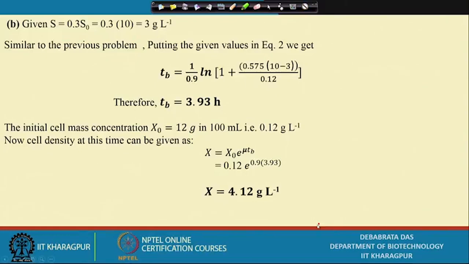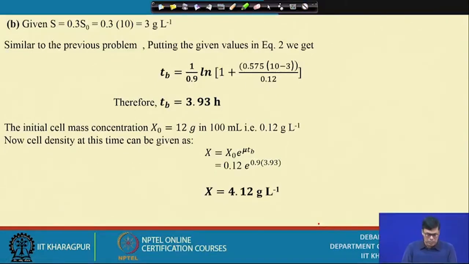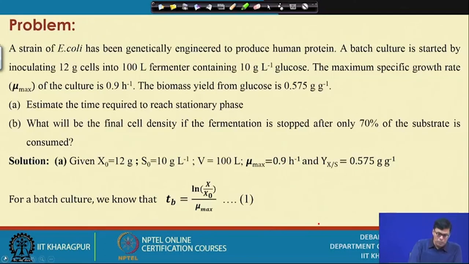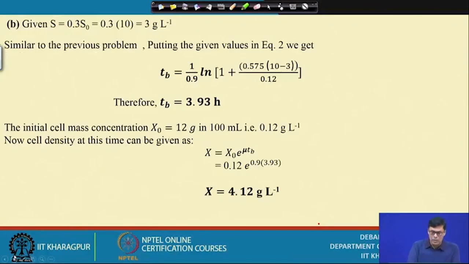Now, next is the cell mass concentration. If you look at this problem, what will be the final cell density? What do you mean by density? Density is equal to mass per unit volume. If the fermentation stops after 70% substrate is consumed, we shall have to find out how much substrate remains. The initial substrate was 10 grams per liter. How much substrate will be remaining with us? This is 30%, am I right? So, you multiply it by 0.3, that means 3 grams per liter.